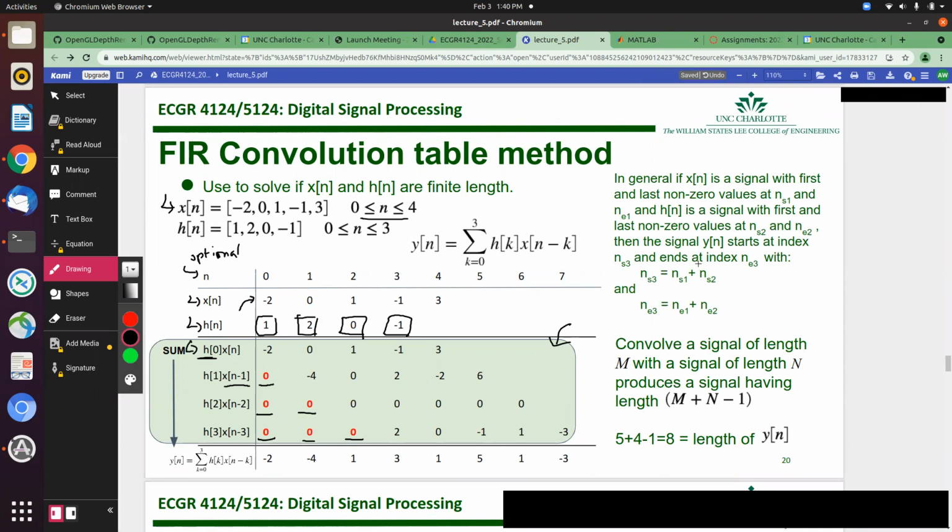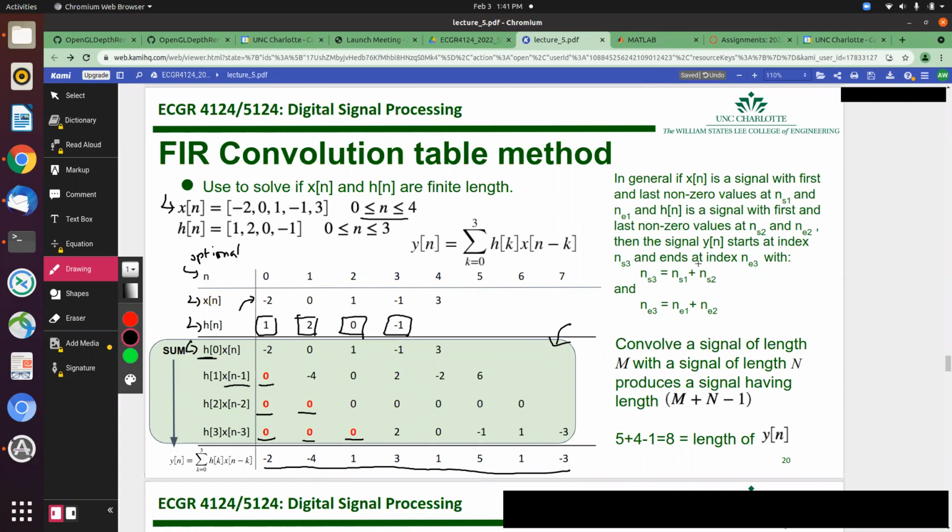To calculate the convolution sum, you sum the columns of this table. So we sum this way and we get -2. We sum this way, we get -4. We sum this way, we get 1. Sum this way, we get 3. We sum this way, we get 1. Sum this way, we get 5. This way, 1 and -3. And this is the convolution sum. That is the result of the finite impulse response convolution.